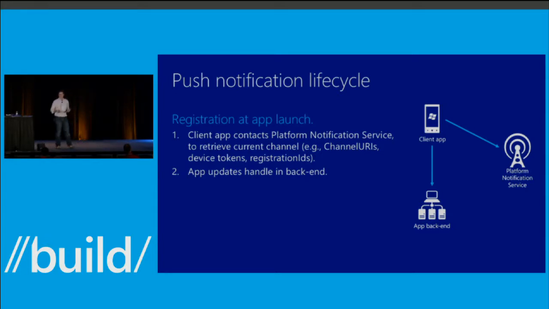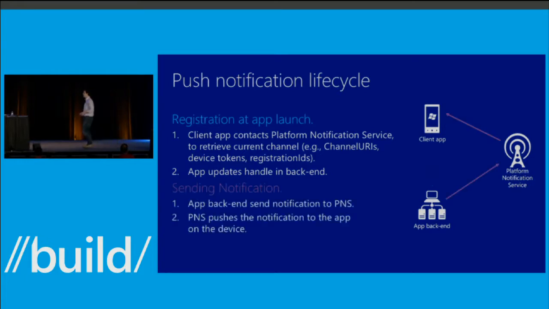When the client app launches, here we have a Windows Phone app, what happens is that it contacts the platform notification service and it retrieves a specific handle. That is a different form of handle depending on the platform. For Windows platforms, those are called channel URIs. Then you take this handle and you have to send it back to your backend. This is all code that you have to write. You basically have to write a little REST service on the app backend that takes its channel URI and stores it somewhere.